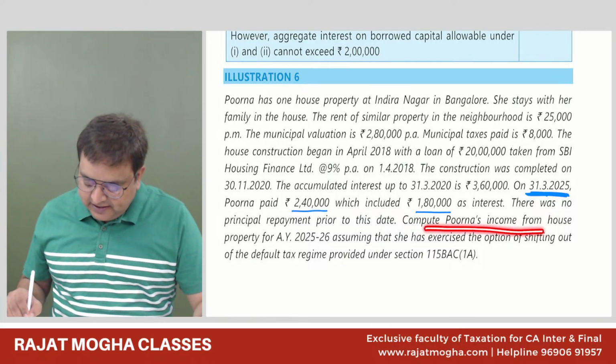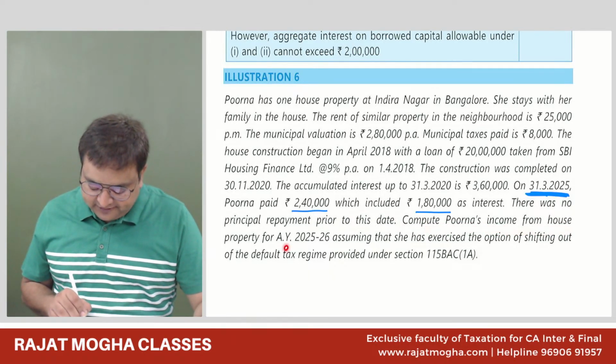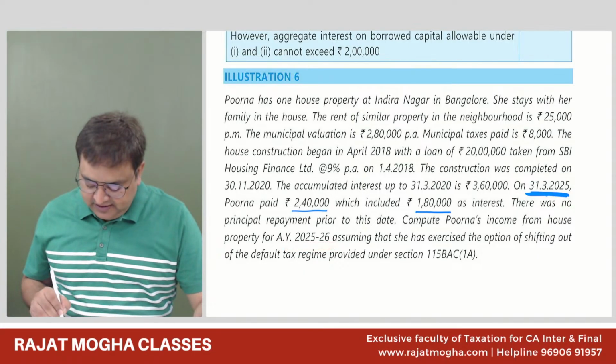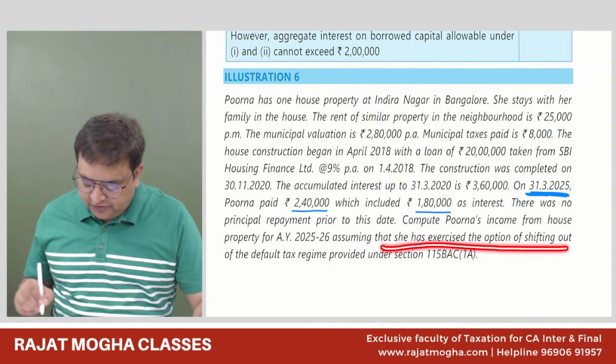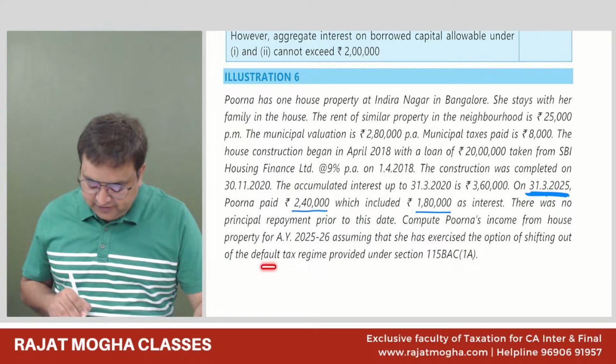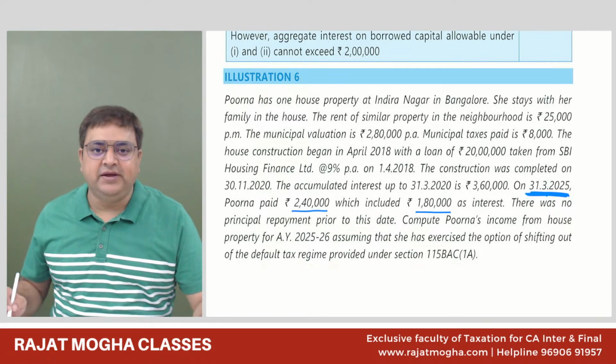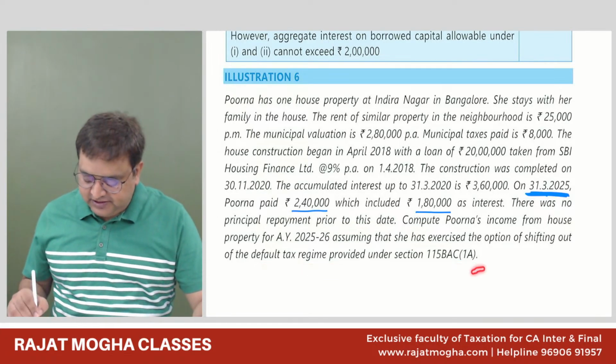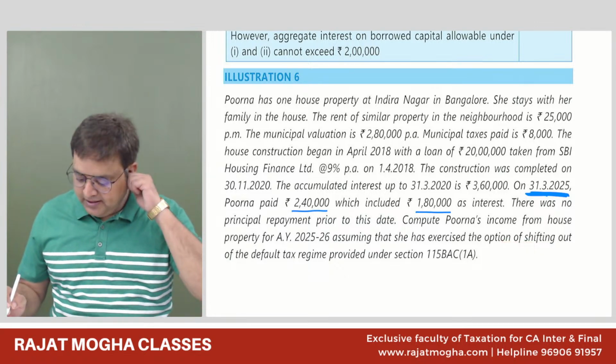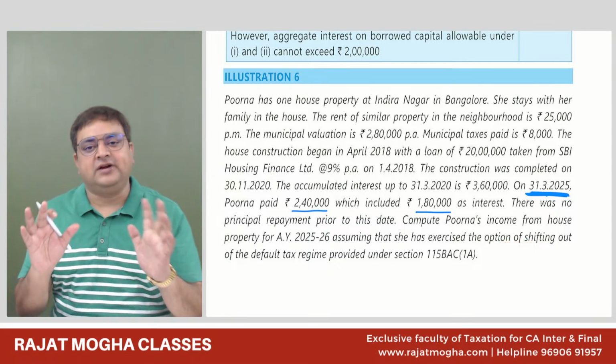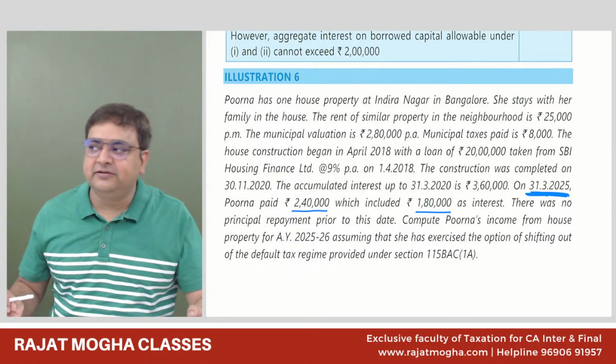Compute Poorna's income from house property for assessment year 25-26, assuming that she has exercised the option of shifting out of the default tax regime under 115 BAC. So this is the question, and she is following the optional regime. Now guys, you have to start this question. I'll not start. You have to start this question.